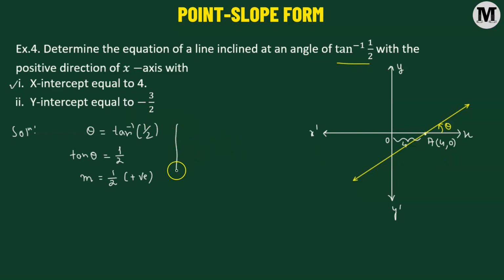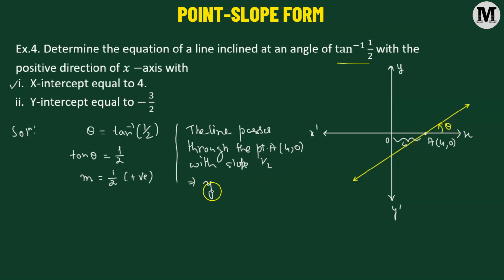Let's write the information that we have. The line passes through the point A having the coordinates (4, 0) with slope equal to 1/2. Therefore, using the point slope form, we have y minus y1, where y1 corresponds to 0, equals the slope half, multiplied by x minus x1, where x1 is 4. So 2y will be equal to x minus 4. That's the equation of the line. If we arrange the terms, we have x minus 2y minus 4 equals 0. This is the required equation of the line, which has an x-intercept of 4 units.